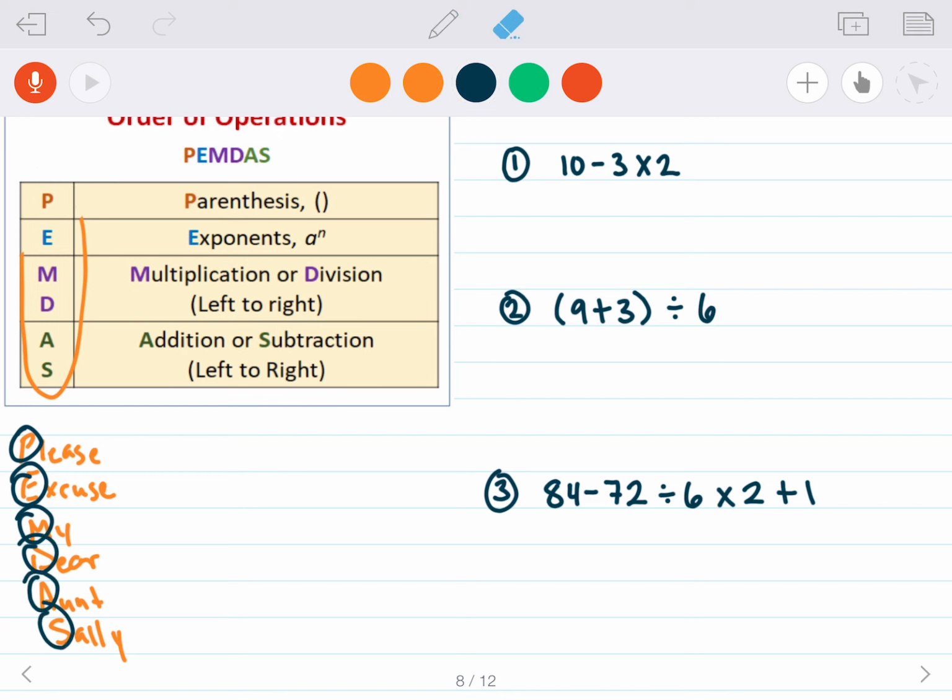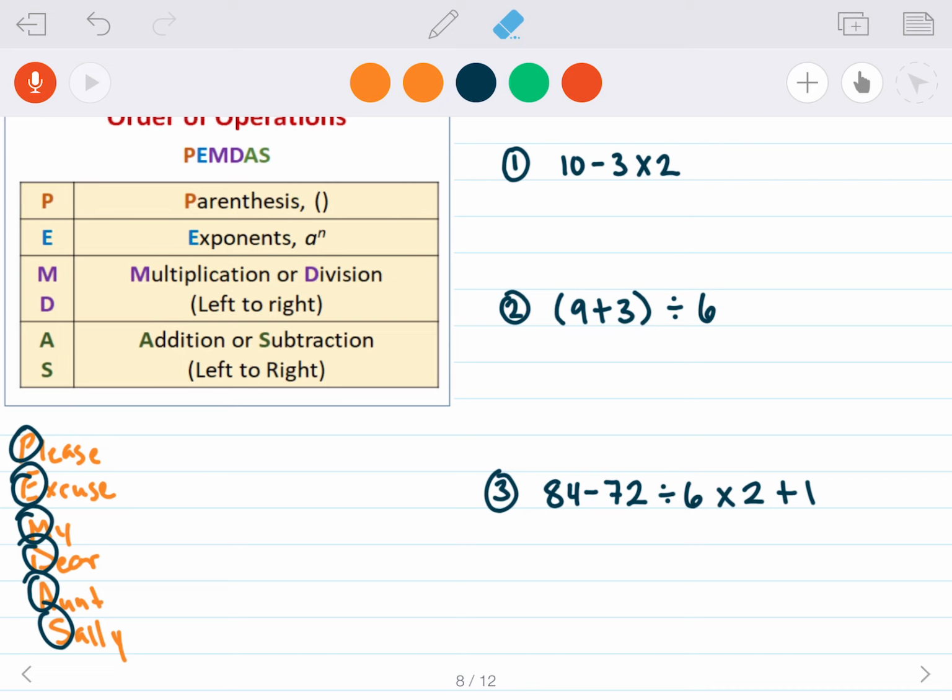And what PEMDAS is: mathematicians agreed upon an order in which to complete operations like addition, subtraction, multiplication, and division. And the order that we do it is indicated by PEMDAS. So P, we do our parentheses first. E, that means we do exponents after that. MD, so we do multiplication or division left to right, whichever one comes first. So if division comes before multiplication, we can do that. They're interchangeable. And then AS is addition or subtraction from left to right, depending on what comes first.